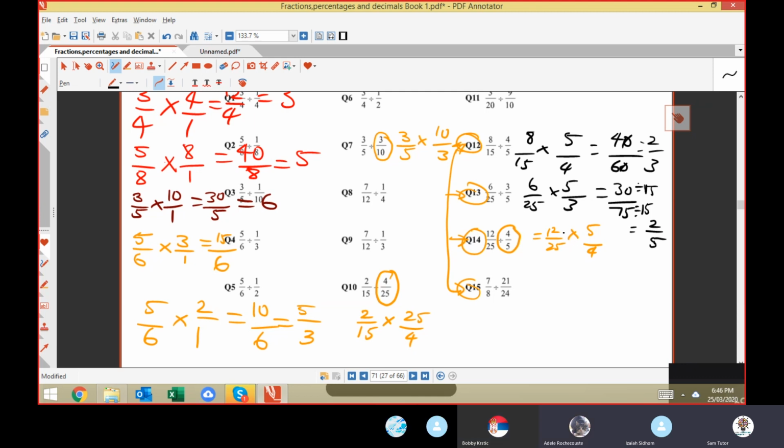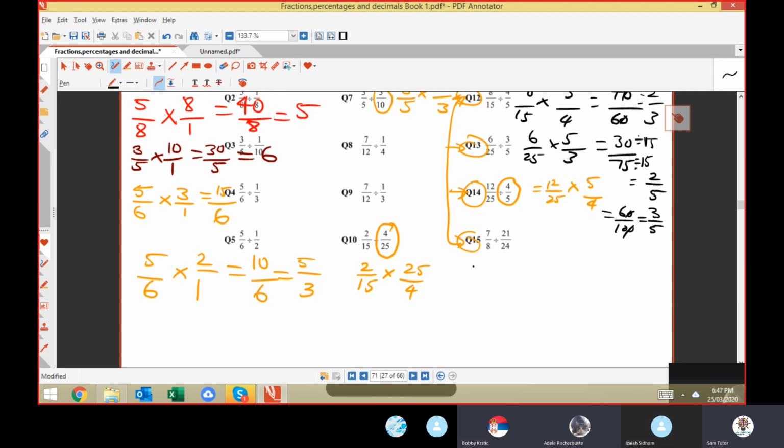60 over 100, cross out the 0, cross out the 0, divide them both by 2. 3 over 5. Yeah. And then the 7s both equal 168. Do they? 168 over 168 equals 1 whole. Yep.